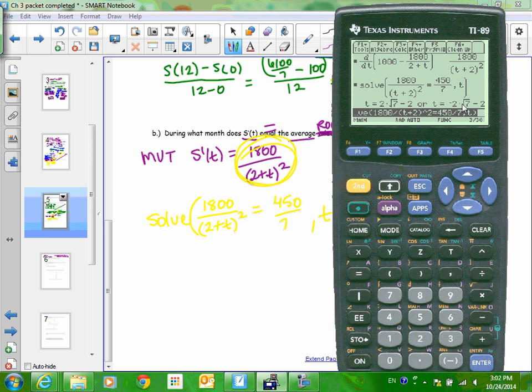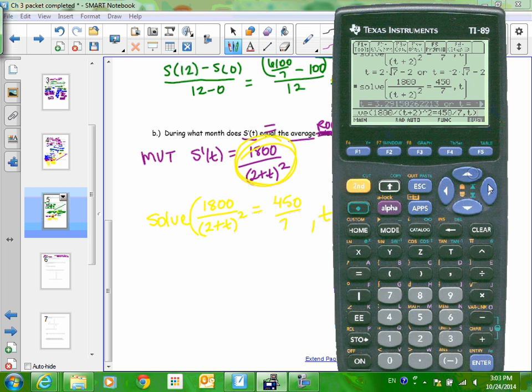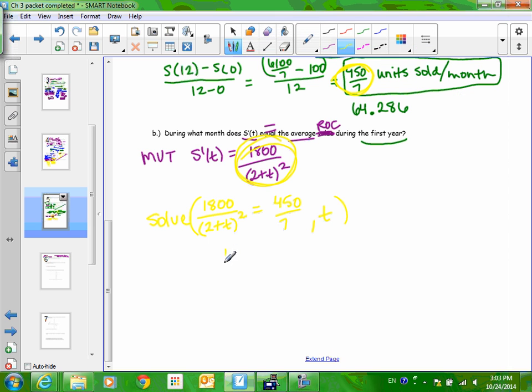Now I got some weird answer. This says during what month, so this is where a decimal is appropriate. So I get 3.291, and it looks like I have a negative answer. Is a negative answer going to work here? No. It's not in my interval, and it doesn't even make sense. So t equals 3.292 months. This still doesn't technically answer the question. Okay, so this is where you use common sense. So math is good, but common sense has its place, and we all have to have common sense.